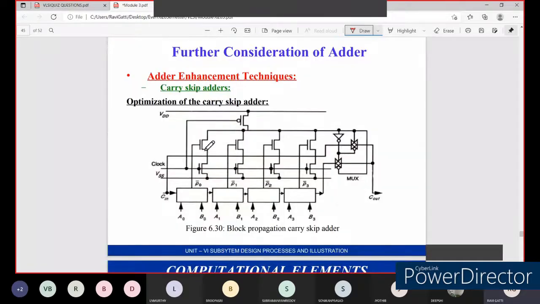This is how we can implement it in CMOS technology. This is the circuit diagram we will be using for the carry propagation.